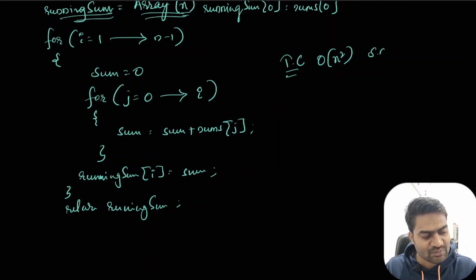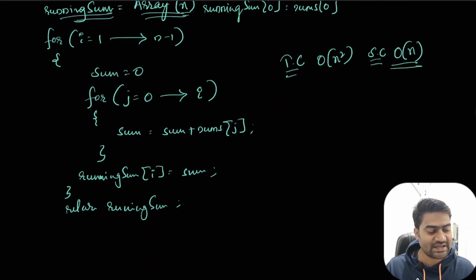And if you see the space complexity, we use the extra array to store the calculated values. So it is of order n. So this is the time complexity and space complexity for this brute force solution.